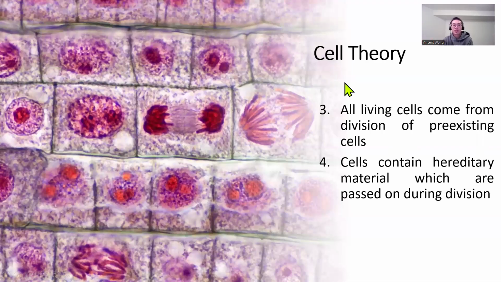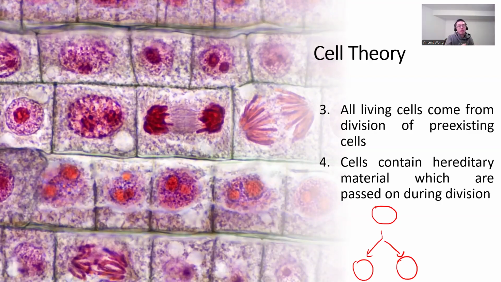Okay, next part of the cell theory. All living cells come from division of pre-existing cells. We don't really know where the first cell came from, but we know that to get more cells, a cell needs to divide. You would start with one cell, and then the cell would split and you would get two cells. Then these cells would split again, and you would get four cells. So that's how we grow. When you're a baby, you have fewer cells than when you are an adult. Where did all those cells come from? They came from the division of pre-existing cells.